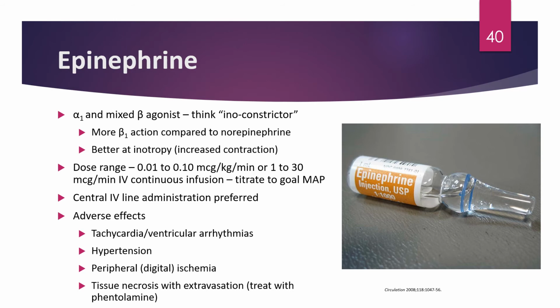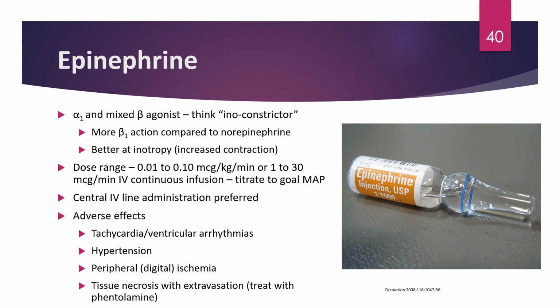Epinephrine is another alpha and beta agonist. It's very similar to norepinephrine, but there's more emphasis on the beta-1 receptor in this case. So there's more emphasis on the inotropy, chronotropy, dromotropy components compared to norepinephrine. But it's still a vasoconstrictor because it does work very well on alpha also.